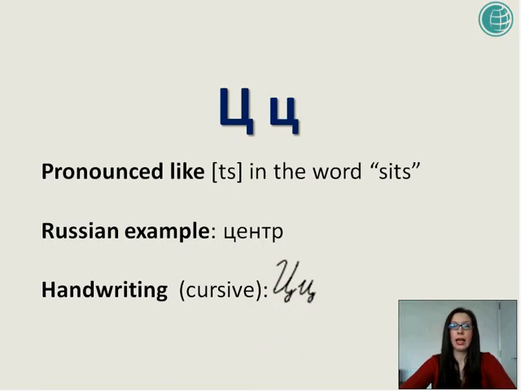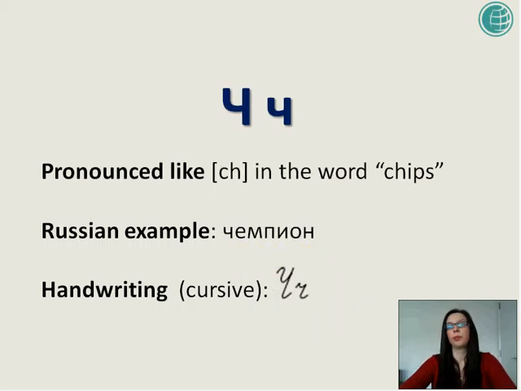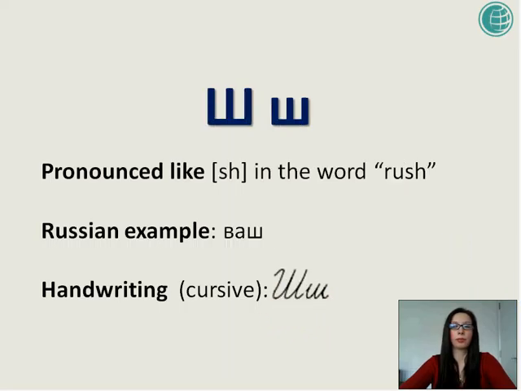Ts. It's again double sound, pronounced like ts in the word sits. A Russian example, центр, center. Ch, pronounced like ch in the word chips. And Russian example, чемпион, which means champion. And the handwriting. Sh, pronounced like sh in the word rush, and Russian example, ваш, which means yours, and quite complicated handwriting.